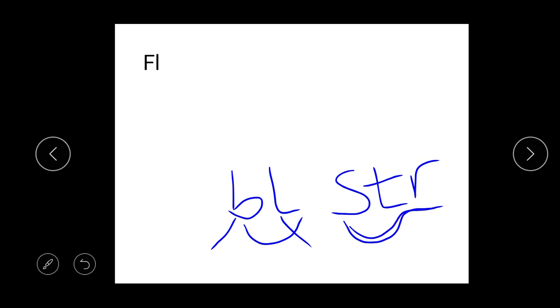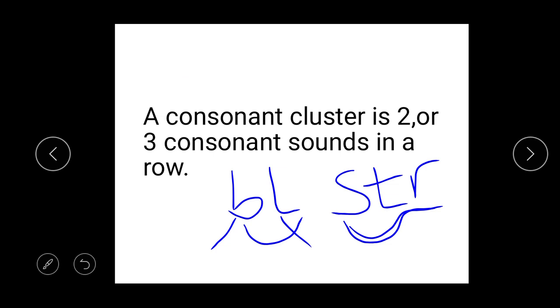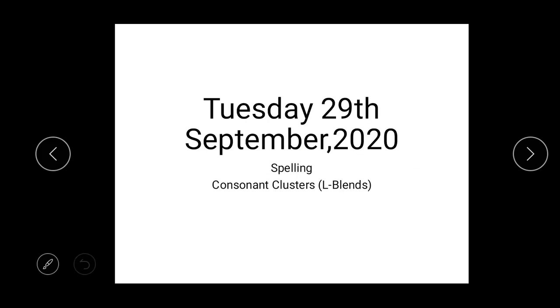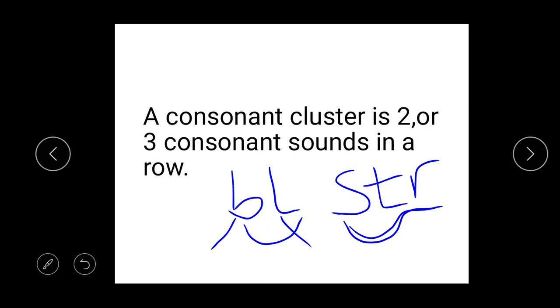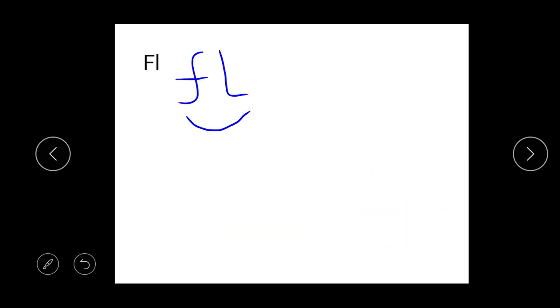Okay, so let's focus on the first consonant cluster for today. We have your f and your l. When you put them together, you have fl. Remember I said if you put your consonant clusters together, you can hear the two sounds as you say the consonants. Okay? F and l will give you fl.